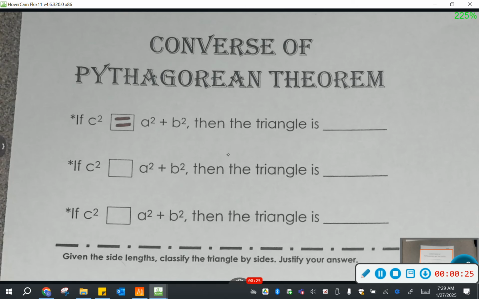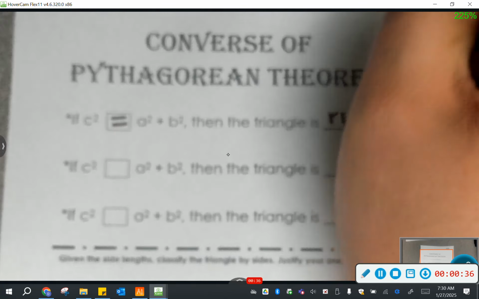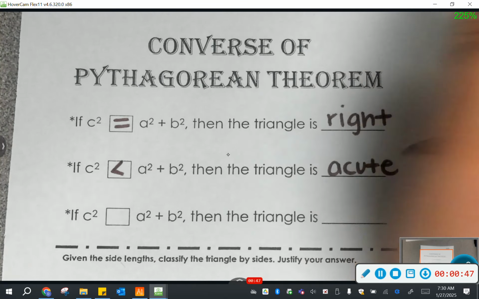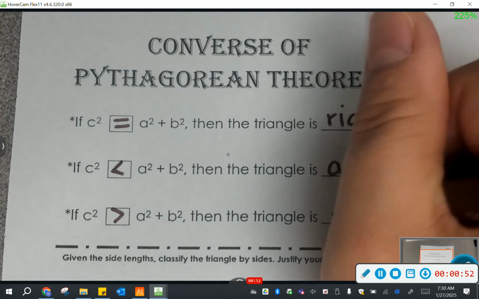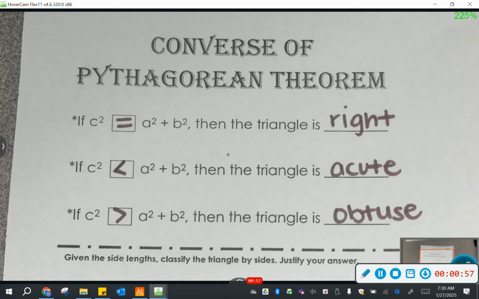And remember last week when we were using it, we would go across and label that c. The converse of Pythagorean theorem says if it's equal, then the triangle is right. But what if it's not equal? What if it's less than? Then it is acute. It's an acute triangle. And what if it is greater than? Then it is obtuse.